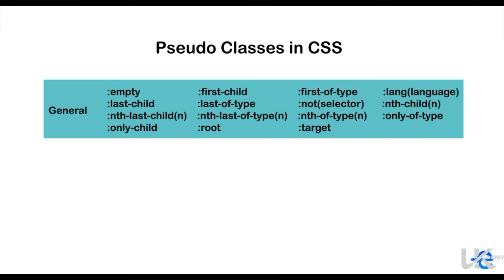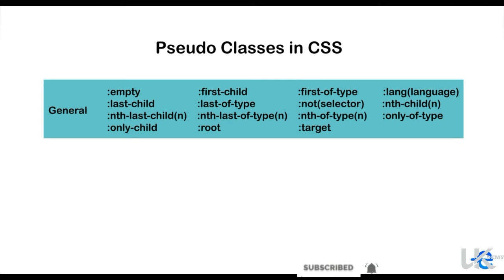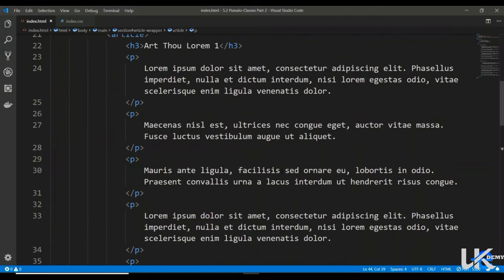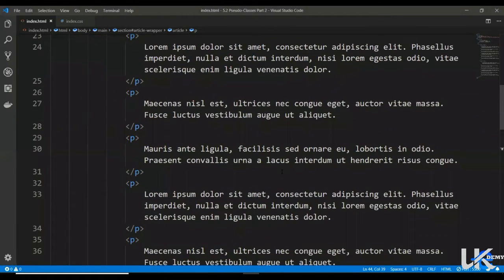In today's video, we will learn more about pseudo classes in CSS. These are the pseudo classes which work on all the HTML elements. Let's try some of these to understand them better. Say we have these paragraphs and we want to add some styles to the first and last paragraph of article. For this purpose, we can use the first of type and last of type pseudo class.